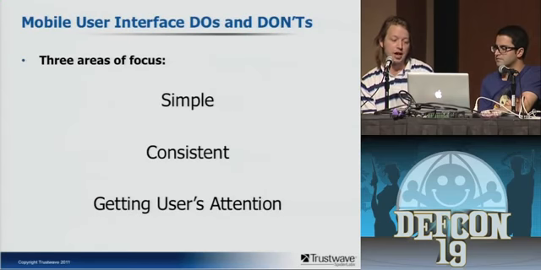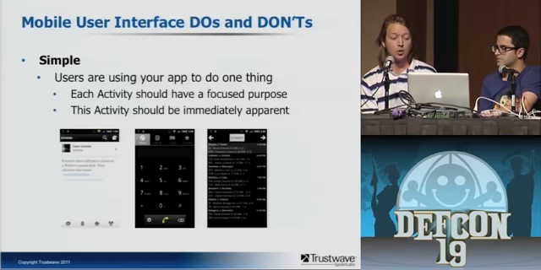So when you're making an app, you want to be simple, consistent, and get the user's attention because you want them to use your app. You open up your app to do one thing at a time and really one thing only. Each screen should be focused on one purpose and just do one thing, and it should be obvious what you're doing. Sometimes you're going to be reading a tweet or making a phone call or looking at sports scores.